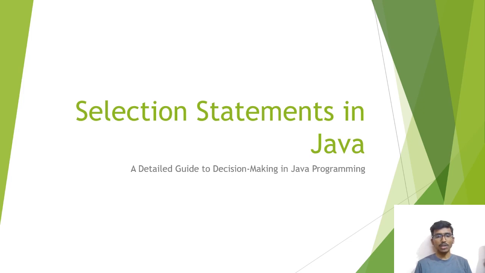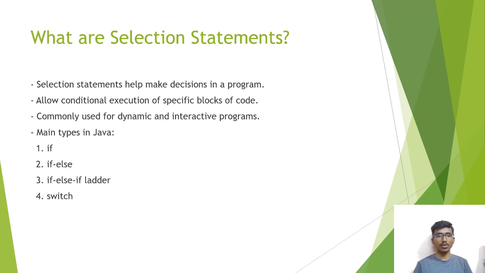In today's video, I will be discussing the topic selection statements in Java. What are selection statements? Selection statements help make decisions in a program, allow conditional execution of specific blocks of code, commonly used for dynamic and interactive programs. Main types of selection statements in Java are if, if else, if ladder, and the last one, switch.